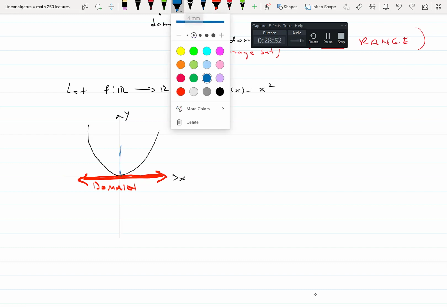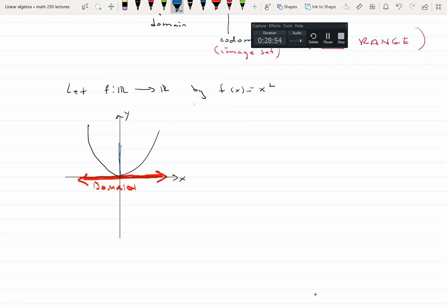Trying to get a marker to work here. I think that was the fattest arrow I've drawn today. Here's the range. So the range is the set of all non-negative real numbers. Okay, we're used to this from algebra.